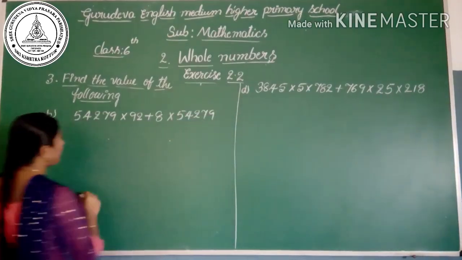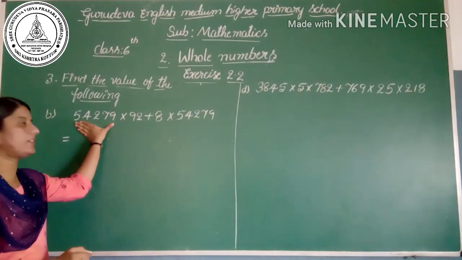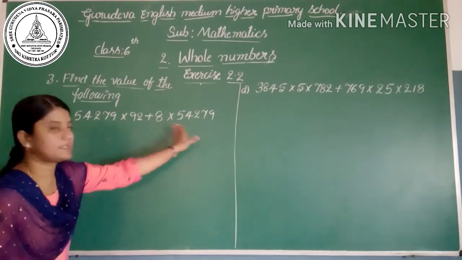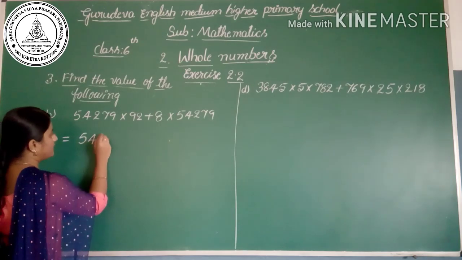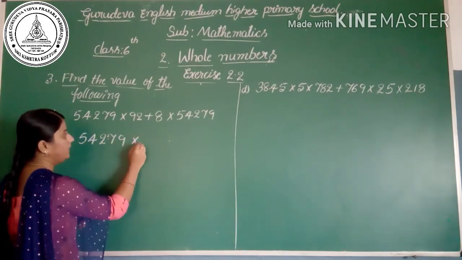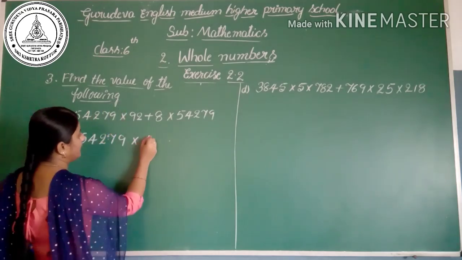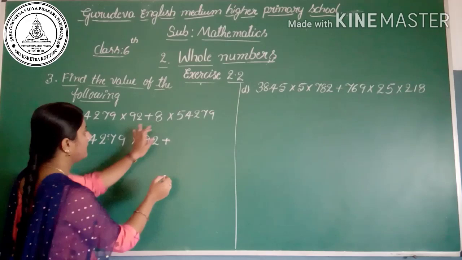We can simplify it: here 54,279 is common on both sides. So I will take it as common. It is 54,279 into the remaining 92 plus 8.